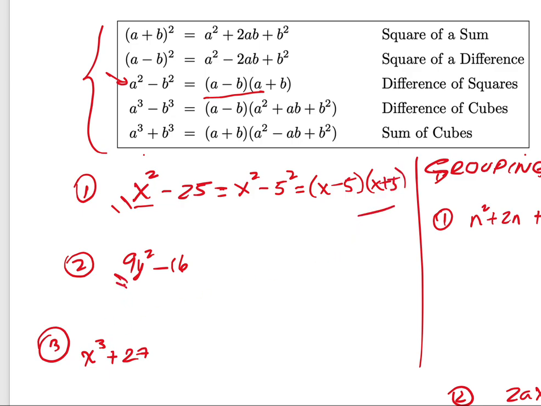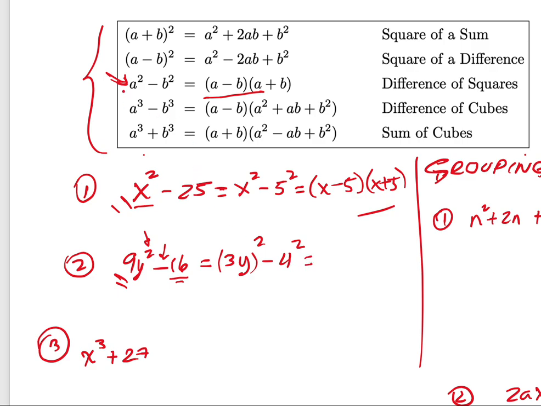Let's take a look at this one. Here I see another squared, a subtraction, and a 16, which I know is 4 squared. So it has to be this one as well. Let's see. The square root of 9 is 3. The square root of y squared is y. So this is 3y to the second power minus 16, which is 4 to the second power, okay?